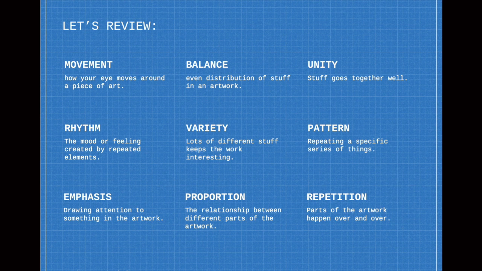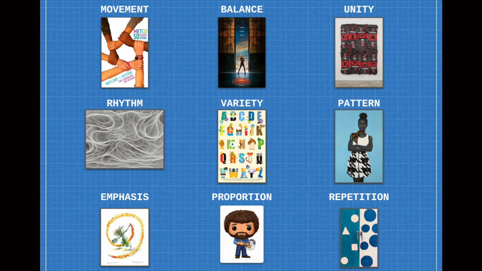Pattern, it's a repeating of a specific series of things. Emphasis, it's when you draw attention to something in the artwork. Proportion, the relationship between different parts of the artwork. And repetition, where the parts of the artwork happen over and over. And here were the examples we found from the classroom. See if you can see them when you come back to class.